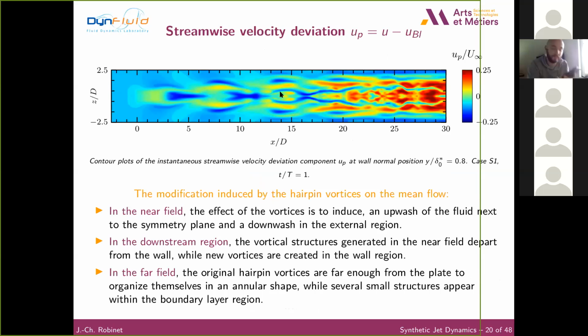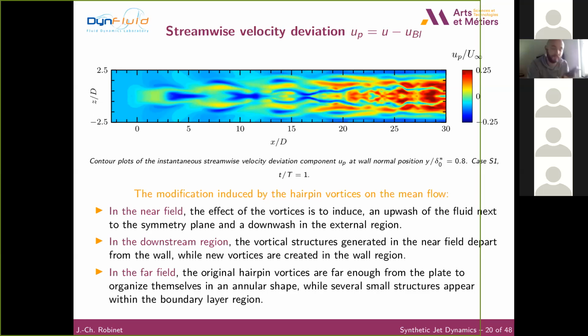This plot is just an overview of the velocity deviation, but it's a streamwise view, where you can see the evolution of different streaks, and the wake spreads progressively and creates lateral streaks on the wake. Typically, in the near field, the effect of the vortices is to induce an upwash of the fluid next to the symmetry plane, and a downwash in the external region. In the downstream region, the vortical structures generated in the near field depart from the wall, while new vortices are created in the wall region, in fact.